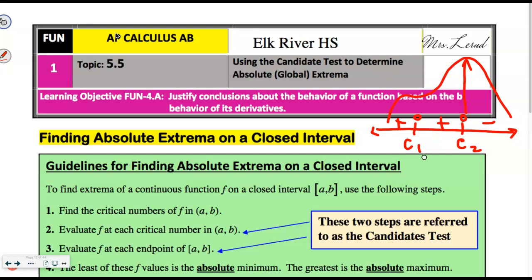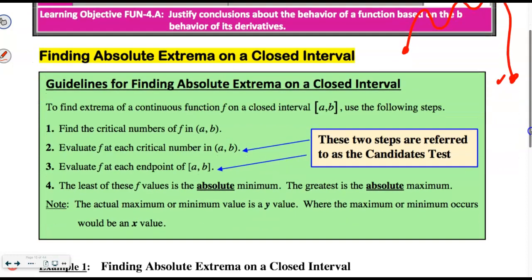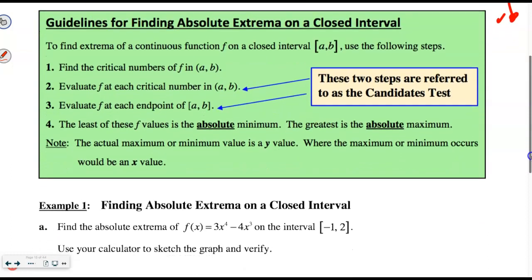So with the absolute extrema, you still need to find all those turning points, whether they're smooth or at cusps, but you also have to consider the endpoints. Because a function can be the most it'll ever be at the beginning or at the end. Does that make sense? So you're going to do what's called the candidate's test.